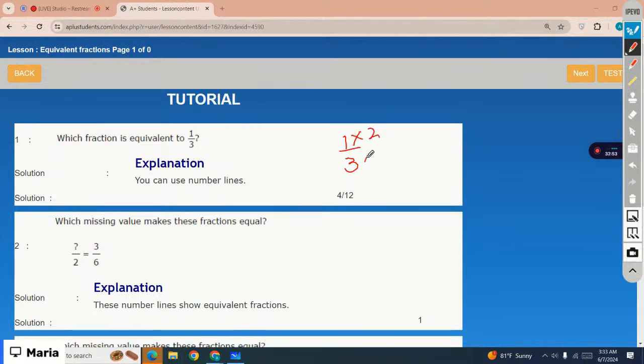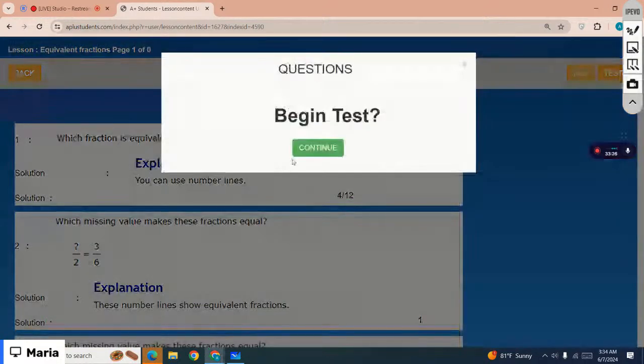For example, if you multiply both by 2, that is 2 by 6. That is an equivalent fraction, right? If you multiply them by 3, that is again an equivalent fraction. If you multiply them by 4, that is again an equivalent fraction. So one fraction has so many equivalent fractions. They all are equal. 1 by 3, 2 by 6, 3 by 9, 4 by 12. They all are equivalent fractions. Got it? Let's just start with the test questions.